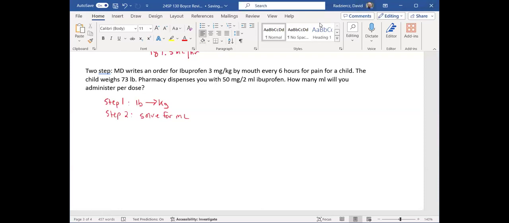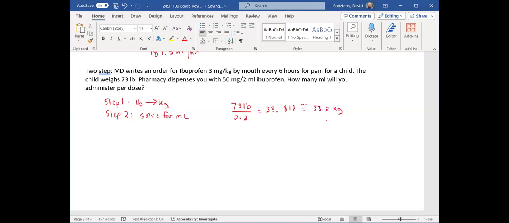So step two is what you've always done with your parenteral medications. It's what you've always done with your tablet and capsule-based medications. So let's do this one. We're going to take the 73 pounds and divide that by 2.2. 73 divided by 2.2 is going to give me 33.18 repeating. Okay. I just want to show you something real quick, which we would round to 33.2 kilograms.